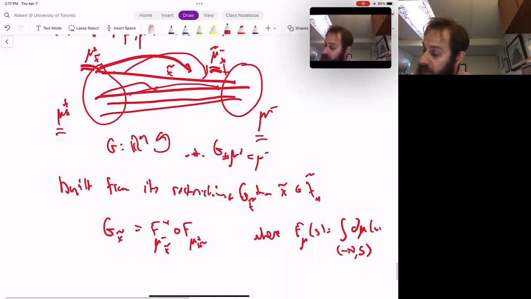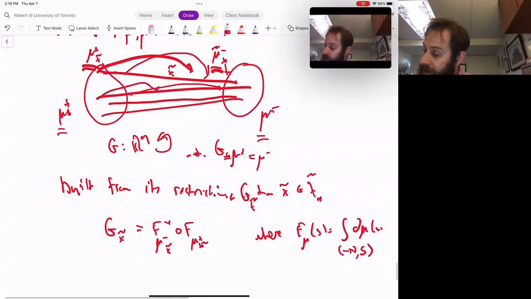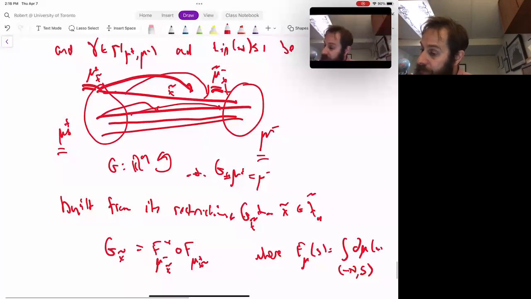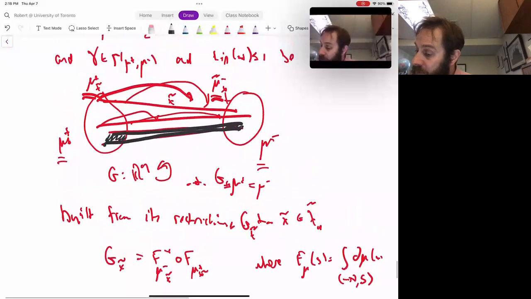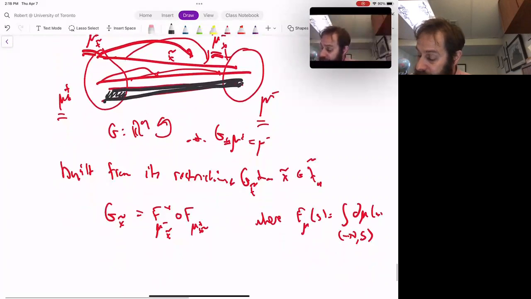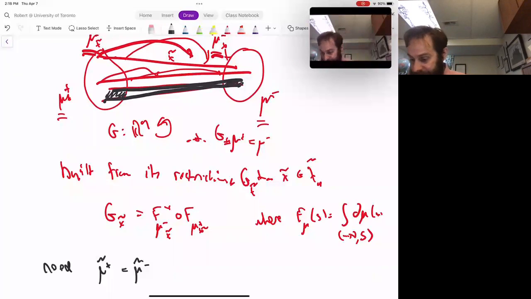And what I need in order to make this strategy work is that whenever I take a collection of these equivalence classes whose union is measurable, let's say Borel, the total amount of mu plus mass on that union is equal to the total amount of mu minus mass. So in other words, I need the mu plus tilde and the mu minus tilde to agree with each other when I disintegrate.